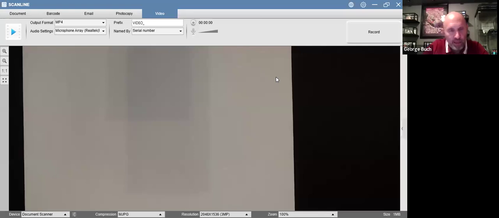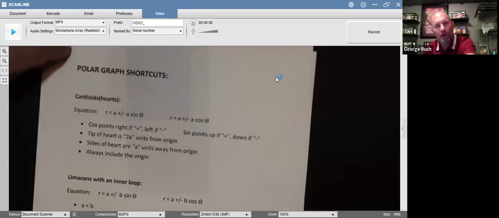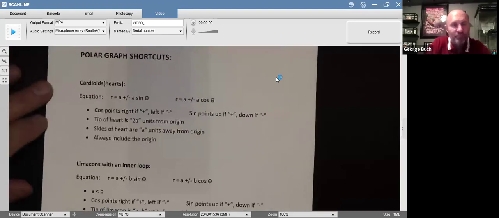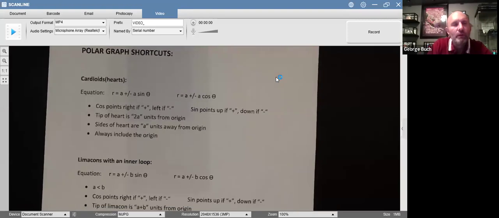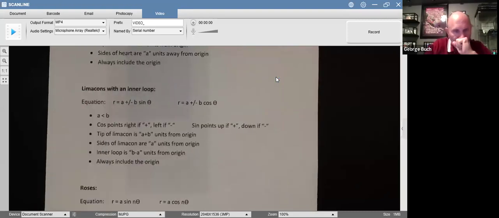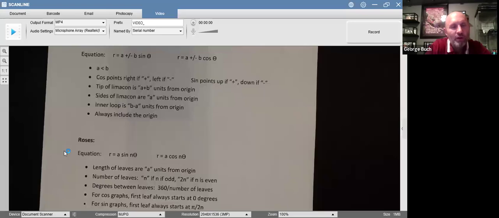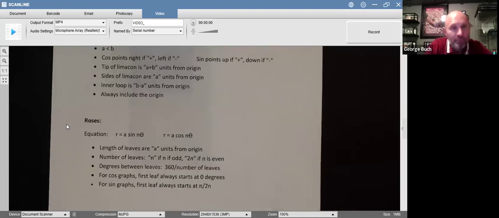We have three different types of polar graphs that we're going to be talking about. The first one is what's called a cardioid. As the name sounds, it's a heart. The second one is a limacon with an inner loop. And lastly is what's called roses. I'm going to be totally honest with you, they look more like daisies to me than roses, but someone a long time ago, way above my pay grade, decided to call them roses, so that's what we'll stick with.